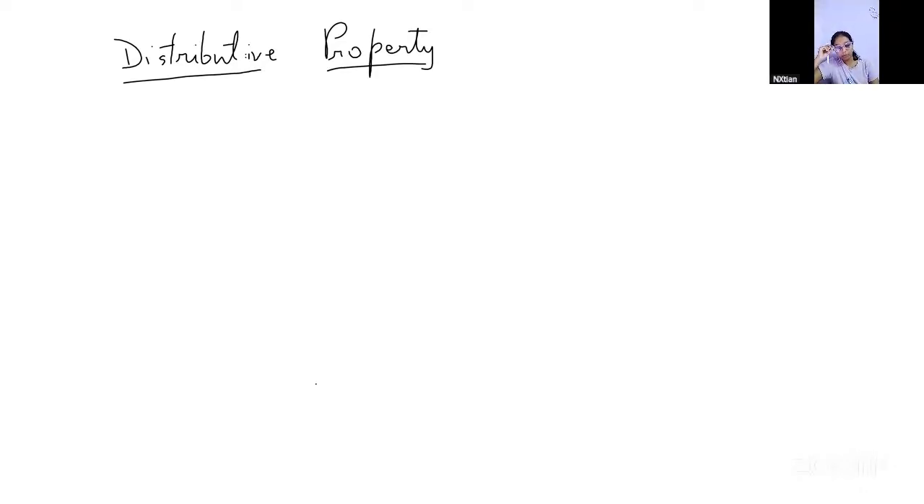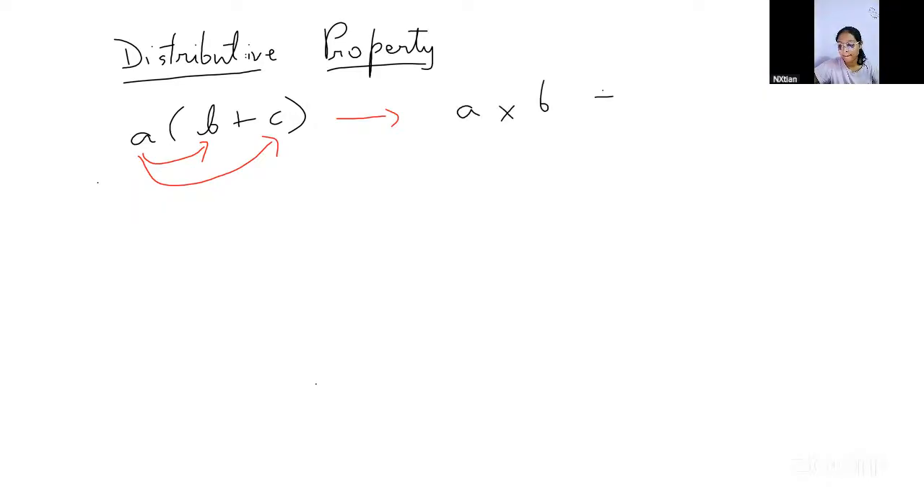Now, distributive property means expanding the operation. For example, I have A(B plus C). Distributive means we expand the operation. A I'm going to multiply with B plus A I'm going to multiply with C. This is my distributive property. When I open it and expand it, I get A into B plus A into C, or you can write it as AB plus AC.